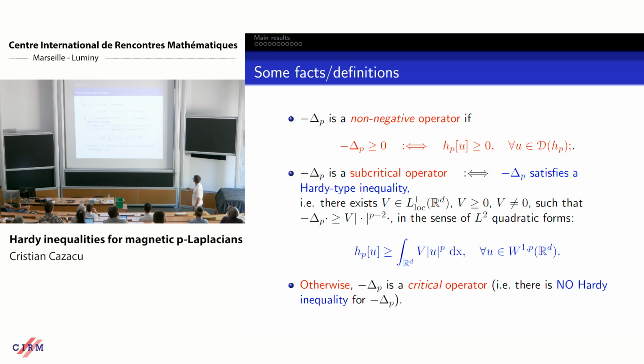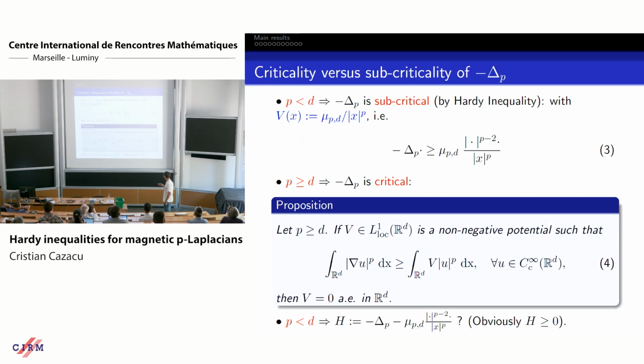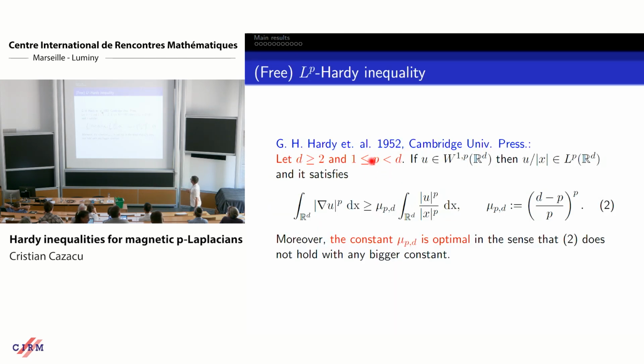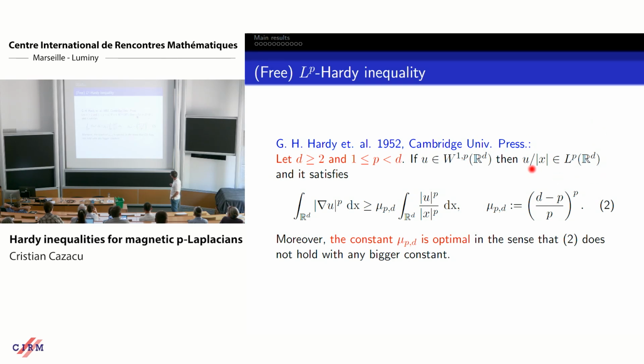Well, the answer to this question is related to the celebrated Hardy inequality in the L^p setting, which holds for p between 1 and d, where d is the Euclidean dimension. It asserts that if u is in W^{1,p}, then u over modulus of x belongs to L^p also, although there is a singularity which appears here at the origin. In addition, these two quantities are comparable with this constant, which is sharp. And the inequality here is not achieved. Actually, the inequality is strict. But the constant is optimal.